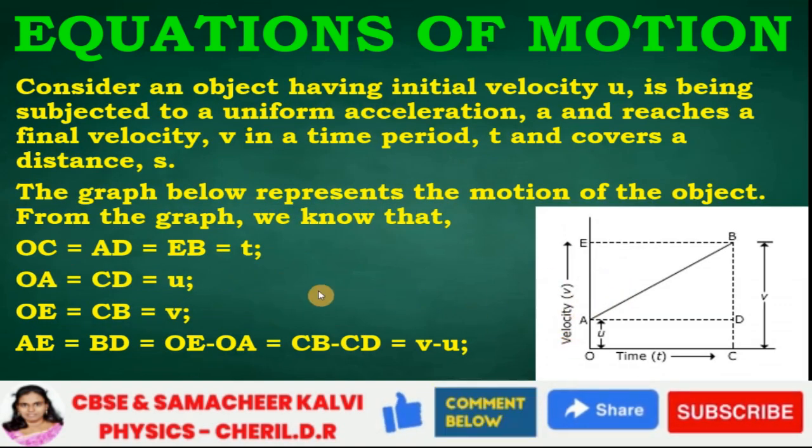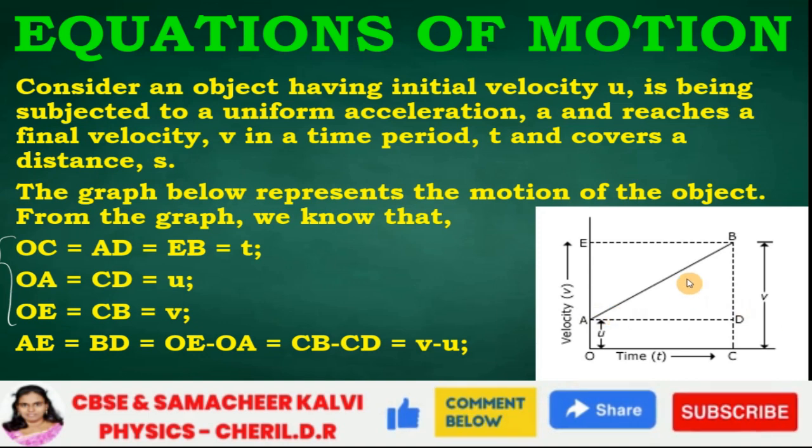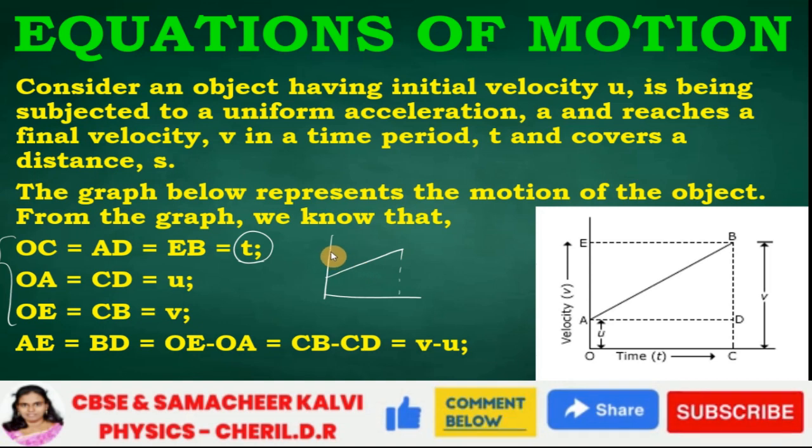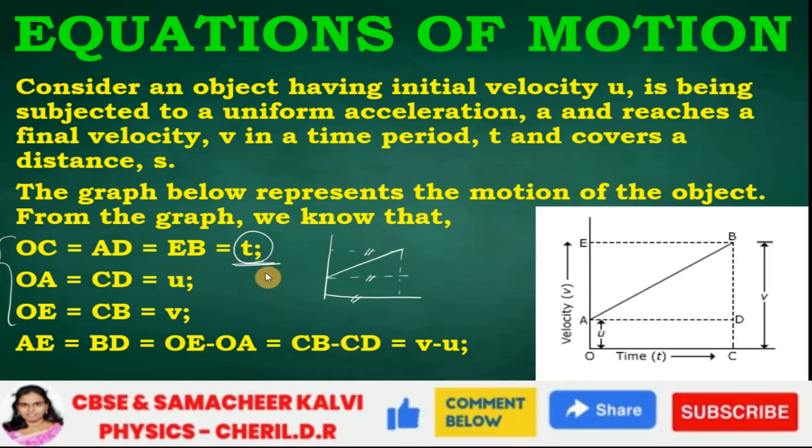From this graph you can make a note of all these things. See, OC, AD and EB are going to be equal. When you draw this line, you can say that this line and this line are all equal, and that is nothing but your t.